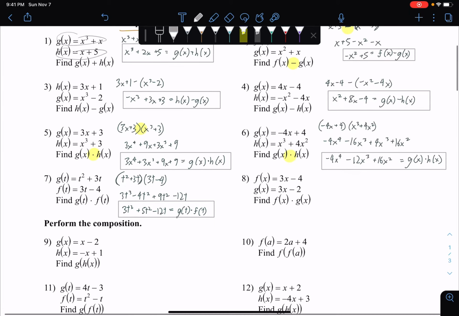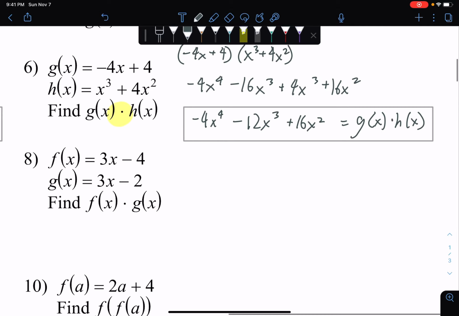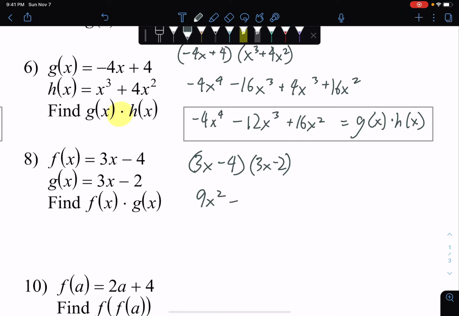Alright, let's move to number 8. For number 8, our usual drill: 3x minus 4 times the quantity 3x minus 2, which gives 9x raised to 2 minus 6x minus 12x plus 8. We'll simplify this. This will be minus 18x, and beside it plus 8. Make it nearer to each other. And yeah, this is already the answer.